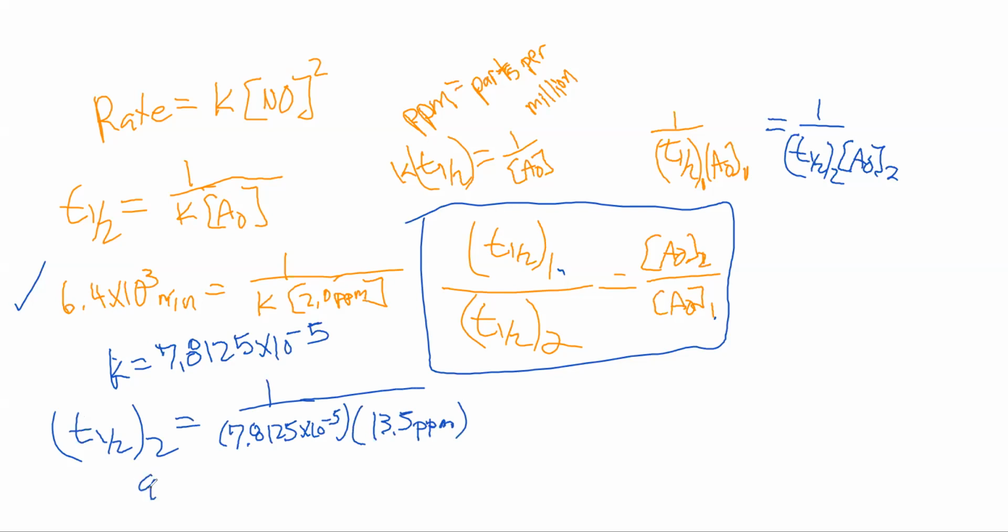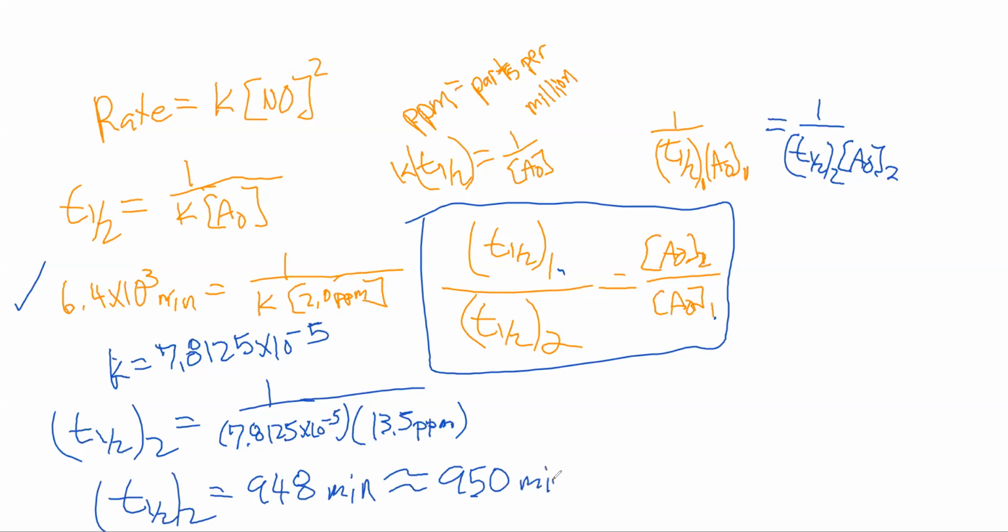And we get 948 minutes. And I guess in this case, we only have 2 sig figs, so they want 950 minutes. Does that kind of make sense? I know there's a lot of variables going on. Is there any part that you guys want me to clarify on that one?